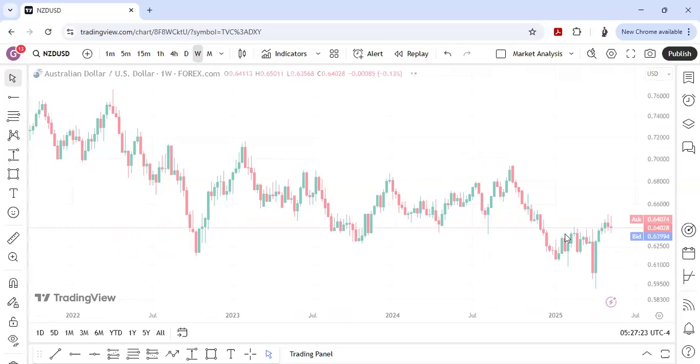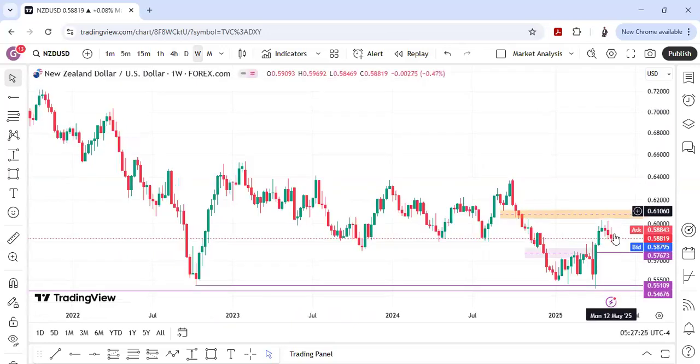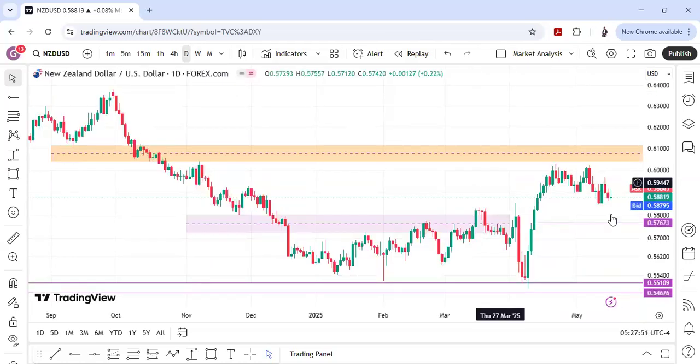NZD USD, what do we have? Weekly time frame. Of course, we expected the bearish movement because dollar was bullish. So what we see here, that's like a breaker block as well. So it's trading around that breaker block. That's where we have all this movement lower. The weekly FVG has not been completely filled. We've traded almost close to it. Daily time frame, what do we have? Just the same thing we had on AUD USD, same thing we have here.